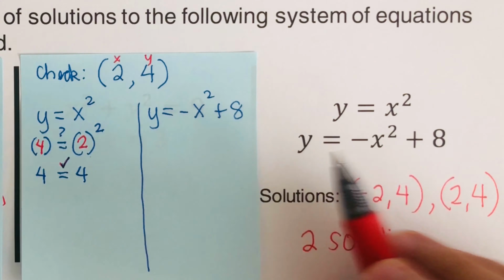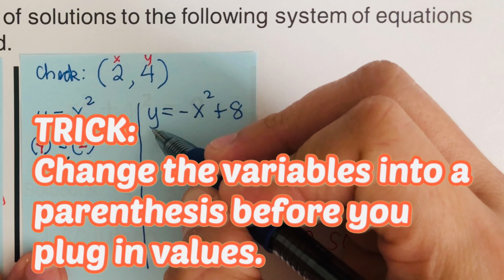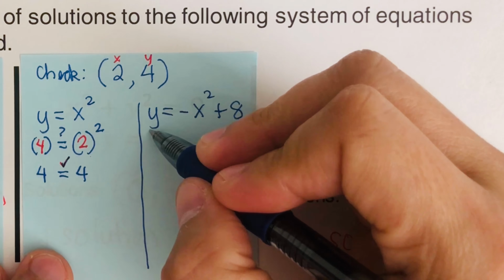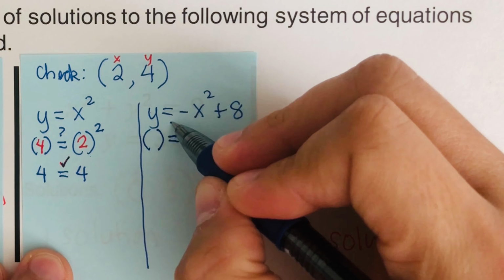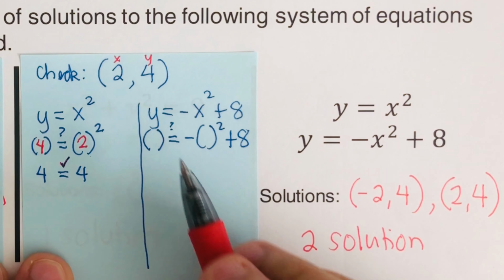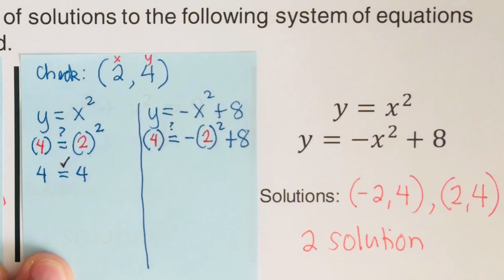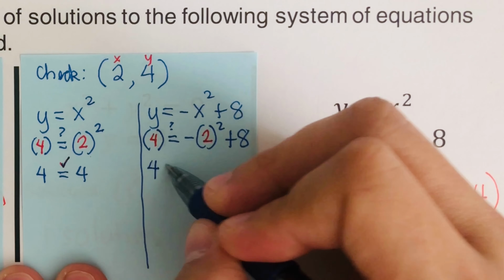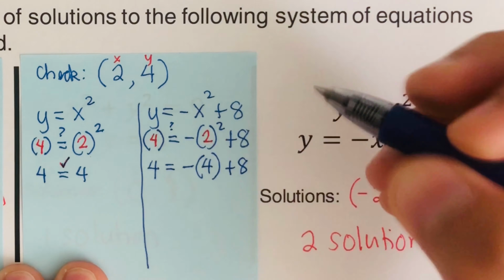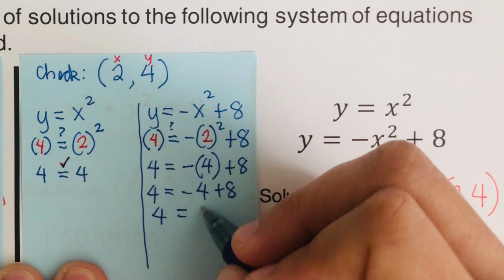Now let's test if it works in the second equation. Again, the trick is to change the variable into parentheses before we plug in values. Again, the purpose for that is so that we don't mess up with the math. So we are going to change this to parentheses. Is that equal to negative parentheses squared plus 8? So then the value for y is 4, and then the value for x is 2. And so we simplify this, so that is 4 is equal to negative 2 squared, which is 4, plus 8. So this is pretty much like 4 is equal to negative 4 plus 8. So 4 is equal to 4.